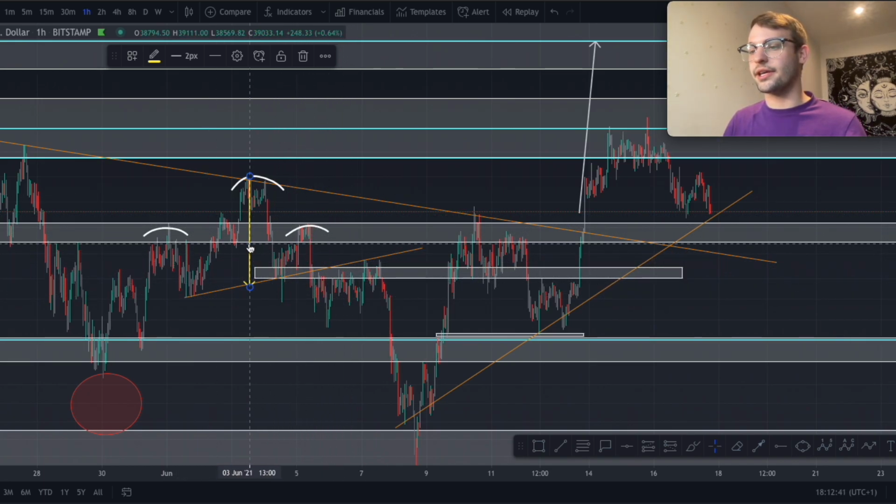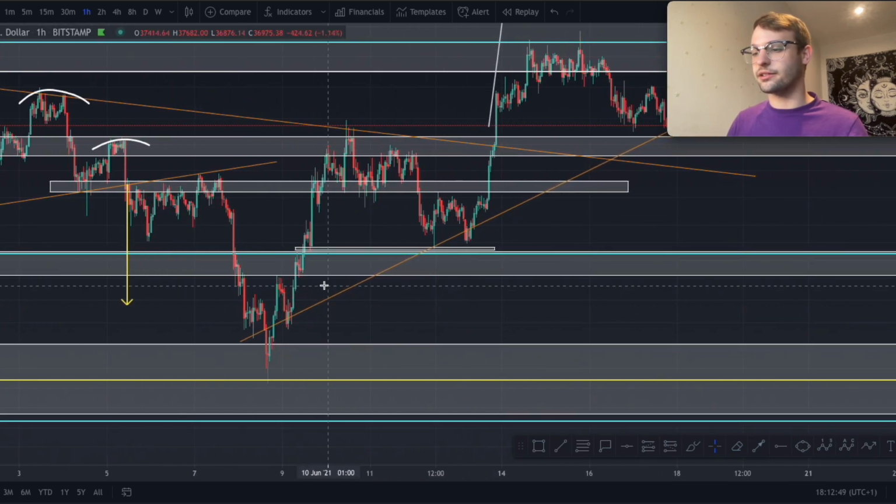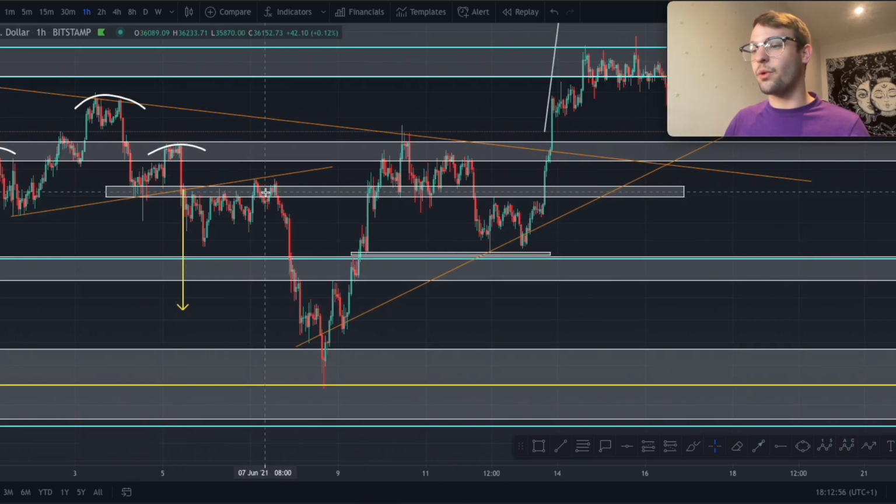So once we broke out here, we put this there, and then the target was here, and then you can see it went down. This is because this is market manipulation to catch breakout traders out. And then obviously after a while you can see this support became resistance, and then we met the target.